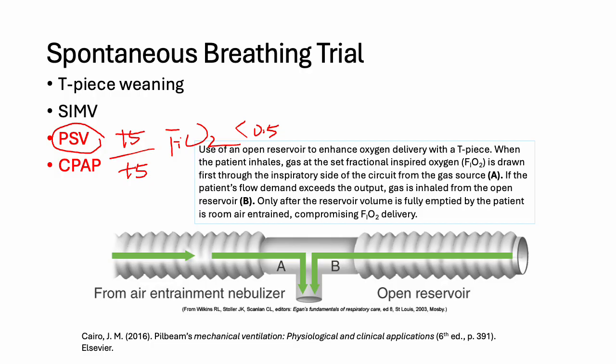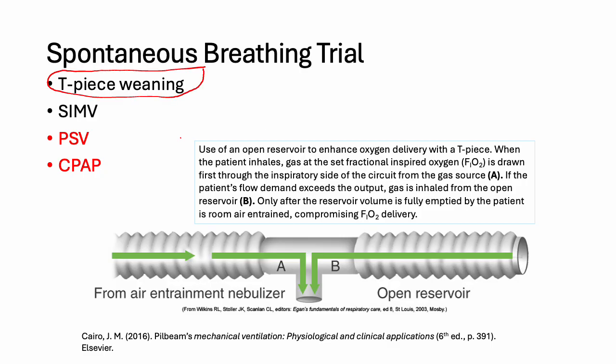The other way of weaning, which is not common, is T-piece weaning. T-piece weaning is usually used for patients who have difficulty weaning. They are not the very straightforward patients. In very straightforward cases, you put the patient on PSV, the patient can breathe spontaneously and is doing well, and they extubate. For some patients who have been dependent on mechanical ventilation for whatever reason and have a very long journey of weaning, then T-piece weaning might be used. It's not commonly used.